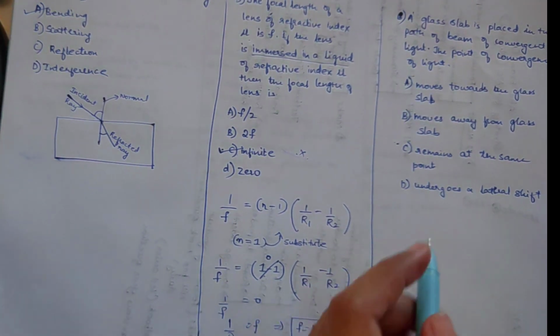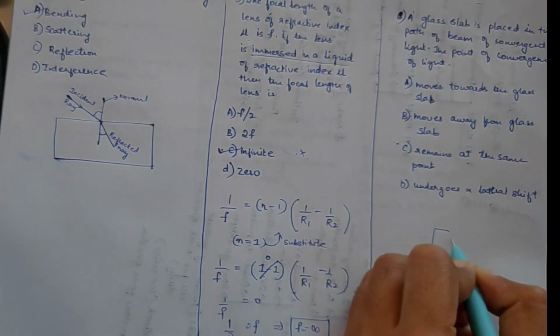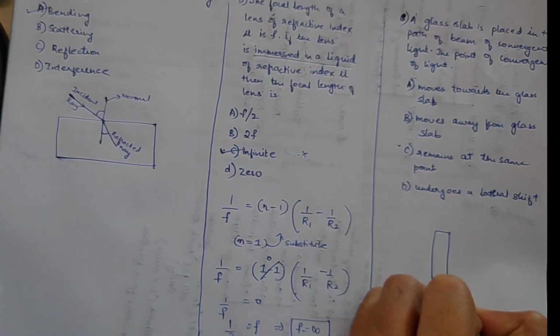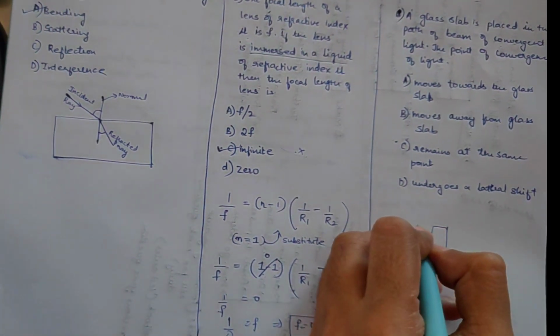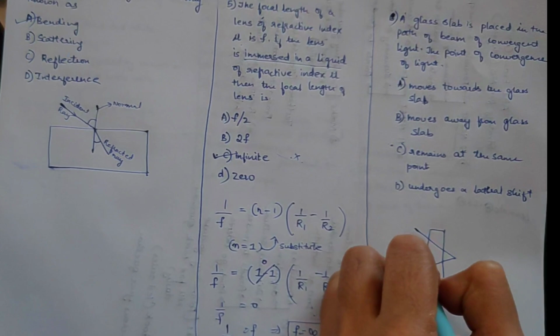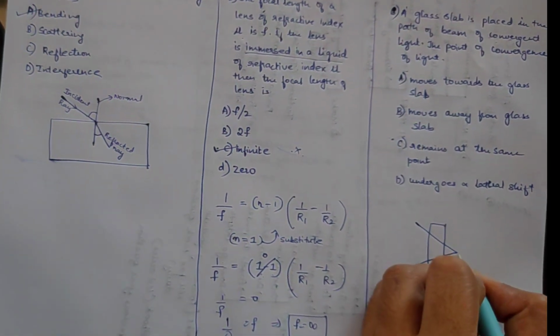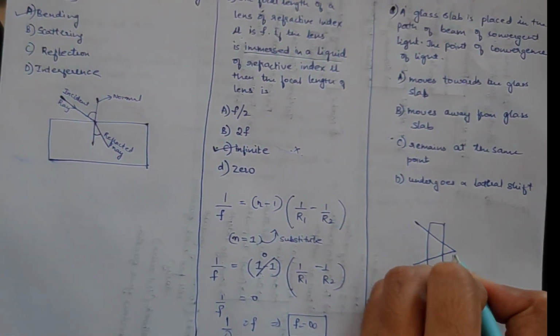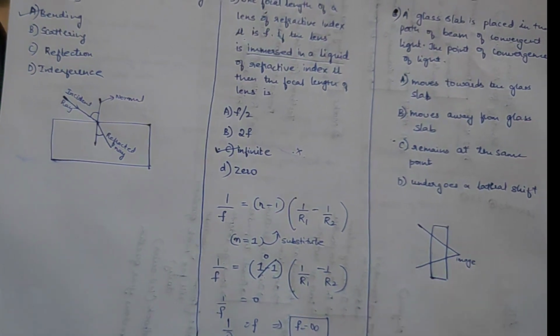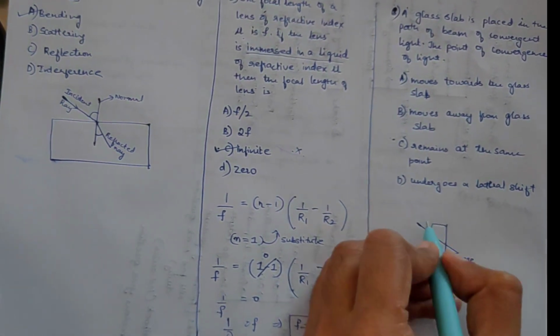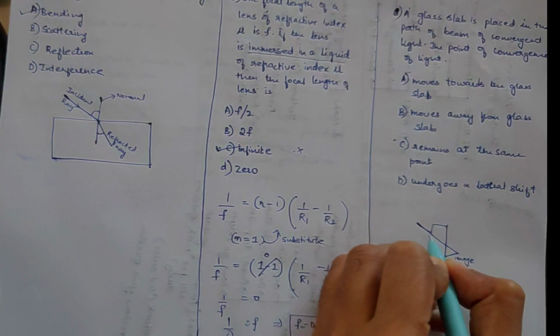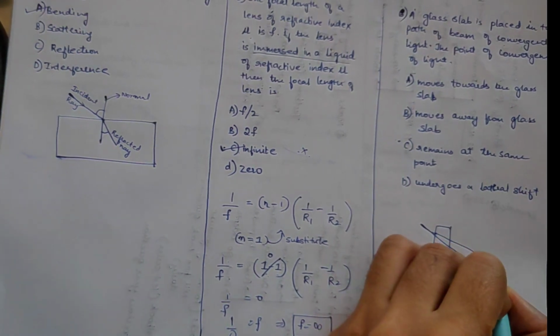Okay, so what happens? You need a glass slab. Imagine if there was no glass slab, there would be no bending or anything, right? Like this it would have come. So the image is formed here. Now you have a glass slab. You're going to place a glass slab. So what happens? Basically, there is a change in the image, right?